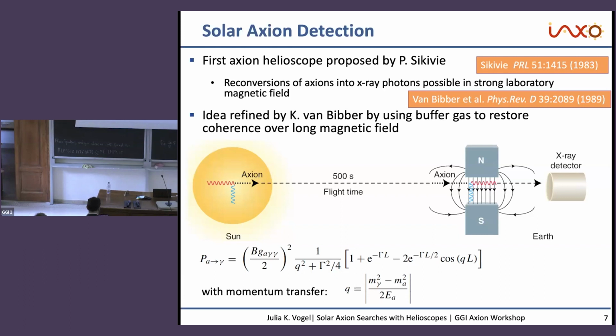So here is a schematic. The minimum components we need for a helioscope are a strong magnetic field and an X-ray detector to detect our axions. We have a conversion probability that goes with the square of the magnetic field strength and the coupling. And other factors play a role as well. So the length of the magnetic field, you can see, plays a role. And then we have other factors like the absorption, especially if we have a gas in the magnetic field in our conversion region, and the momentum transfer between axion and photon that is given at the bottom.